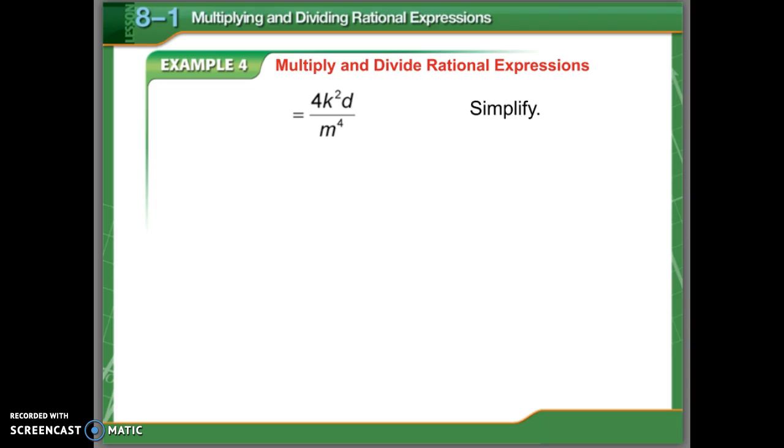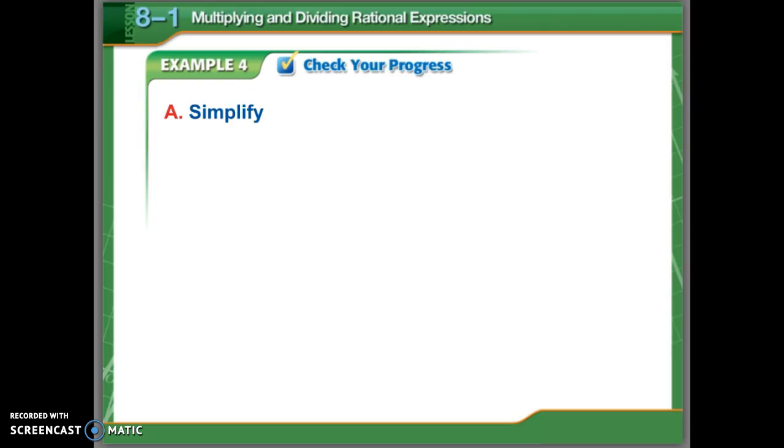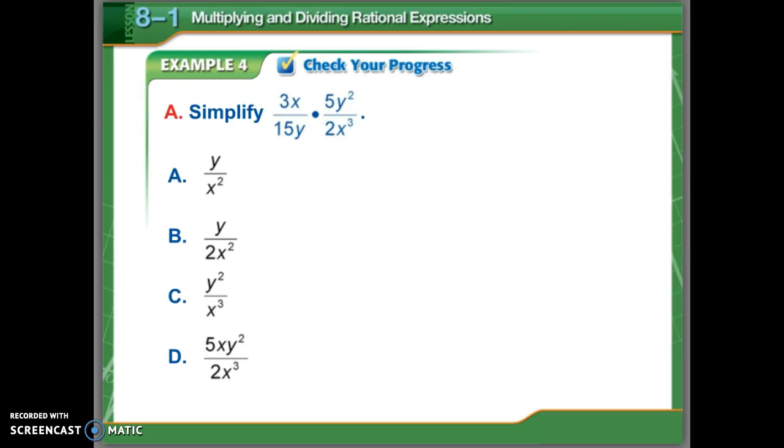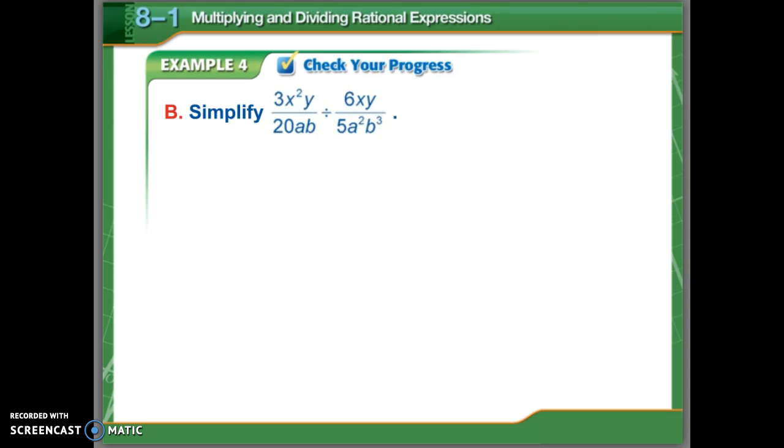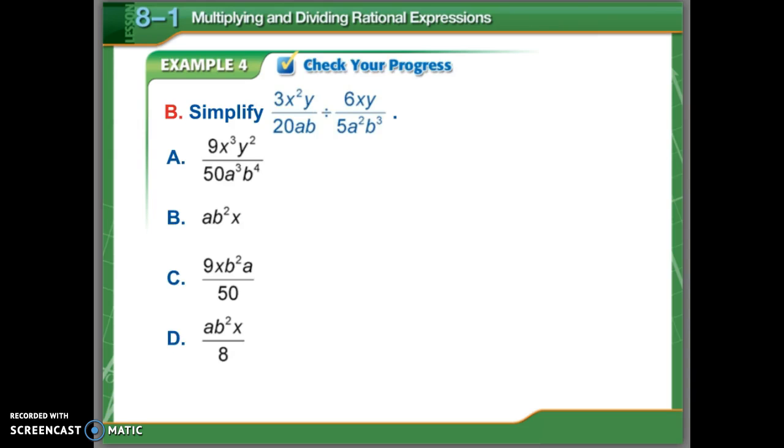All right, let's look at some check your progress problems for example 4. This first one we're multiplying, so pause the video. When you have your answer, go on to the next slide. Okay, the answer for part A is choice B, simplifies to just y over 2x squared. And in part B, we're going to do a division problem where we have to simplify. So when you have your answer, go on to the next slide.